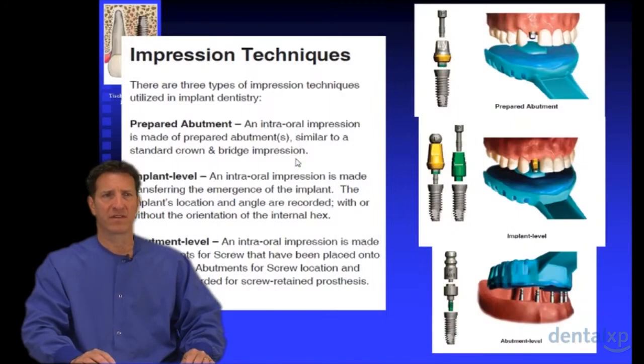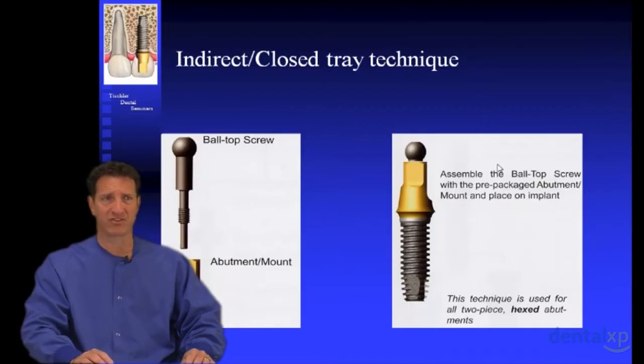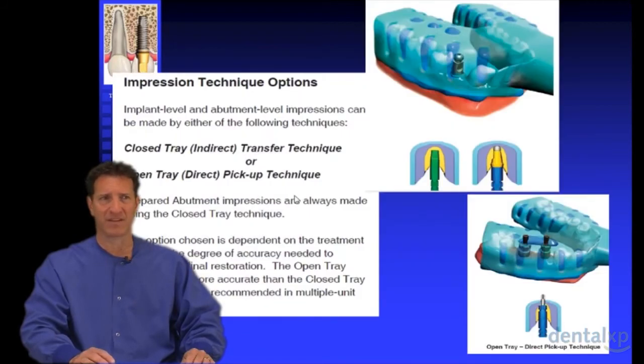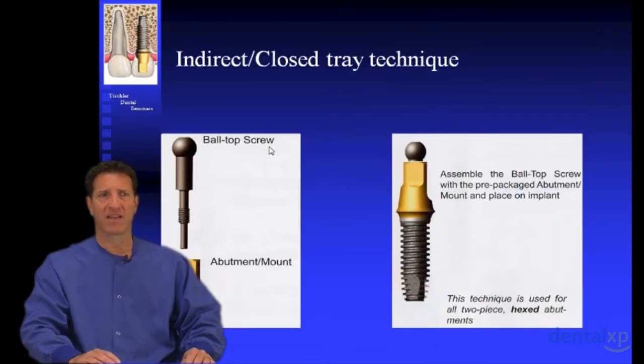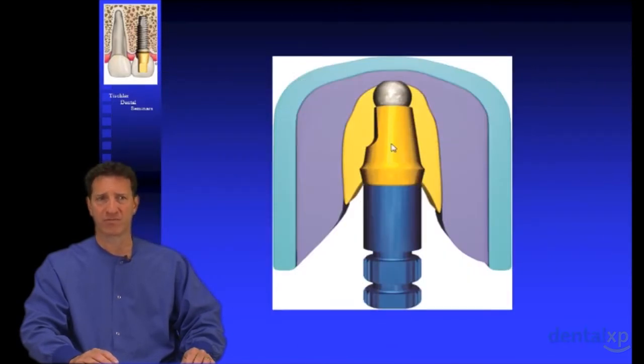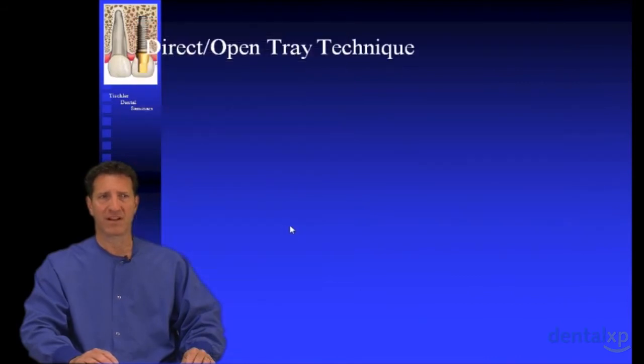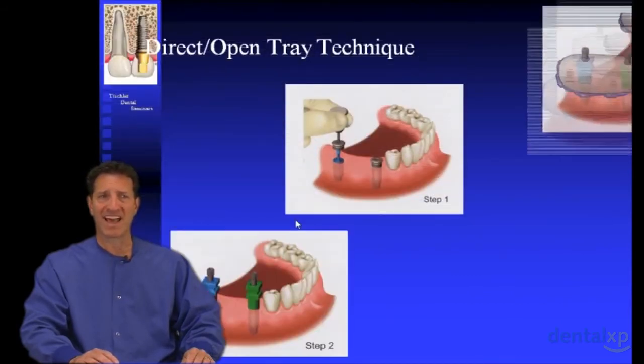So what you want to do is take either an open tray or a closed tray impression. With BioHorizons, I'll use their stock abutment with what's called a ball top screw in most of my cases, and you're going to see that in a minute. I tend to do mostly closed tray impressions, where I'm attaching the impression coping, whatever brand it is and whatever it looks like, and then I'm going to take a crown and bridge impression. I'm going to pick it up, and then I'm going to attach an analog.